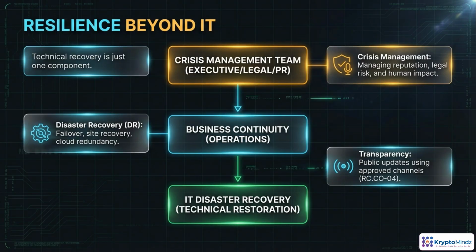Recovery isn't just turning systems back on. You start with a crisis management team handling reputation, legal exposure, and high-impact decisions. Their direction drives business continuity, how operations keep serving customers even in degraded mode. Under that, IT disaster recovery focuses on restoring infrastructure and data. Disaster recovery plans, failover, secondary sites, and cloud redundancy feed into this chain along with clear public communications. Together, they define true organizational resilience.